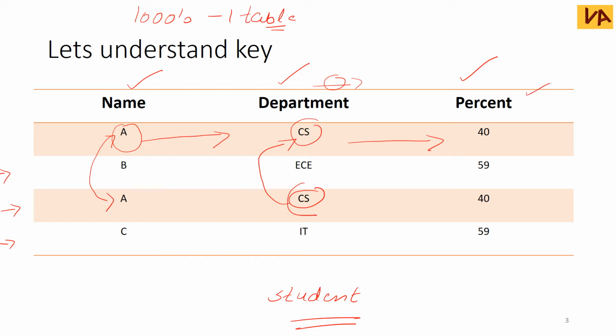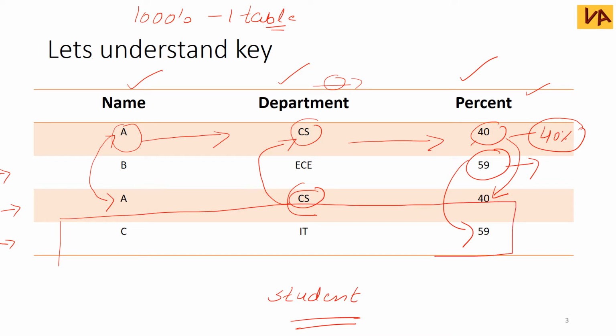Third, we will take percentage. If we want to fetch a record who has got 59% or who has got 40% marks, again we have duplicacy. Again we have a person who has the same 40% and the same 59%. So in this case we can never find out a particular record who is unique and who has the unique characteristics, right? So you need to make an attribute or a column which is very unique.